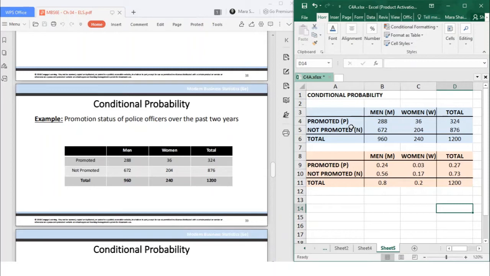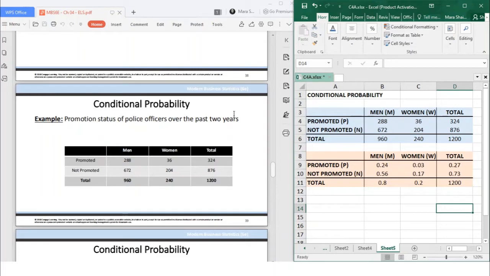This is your cross tabulation when you are dealing with more than 2 variables. Your first variable is the promotion side, so either promoted or not promoted. Your second variable is gender, so either men or women. The conditional probability makes use of cross tabulation.